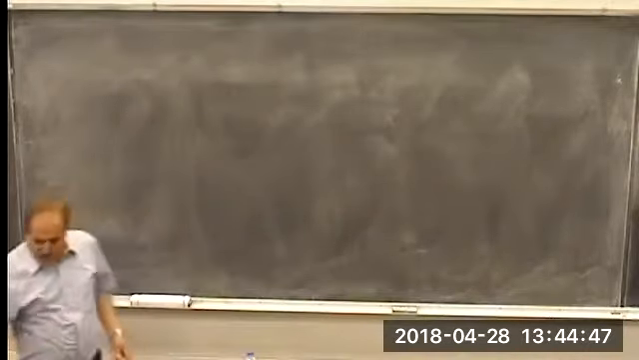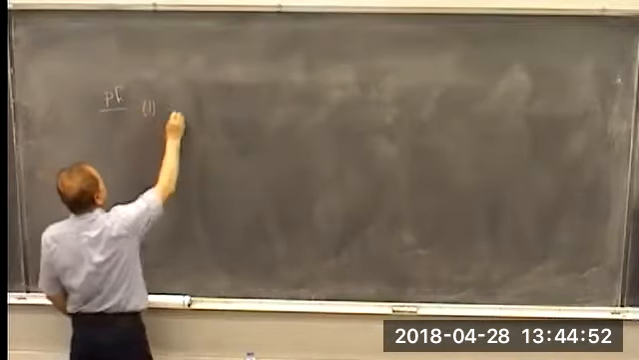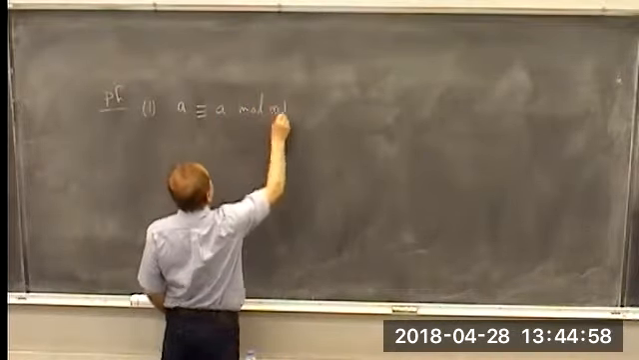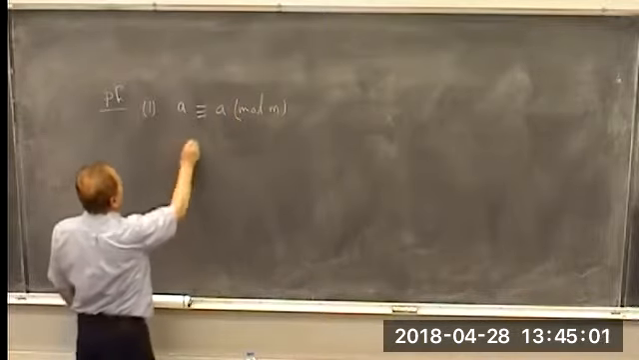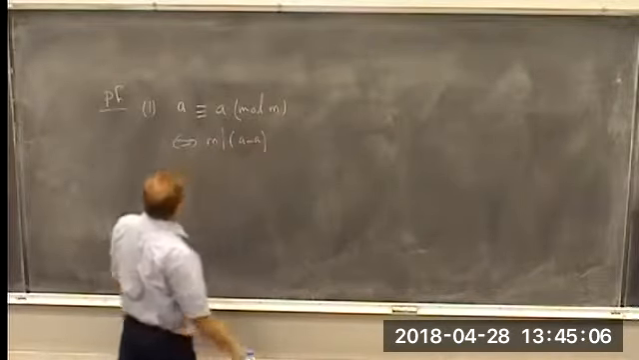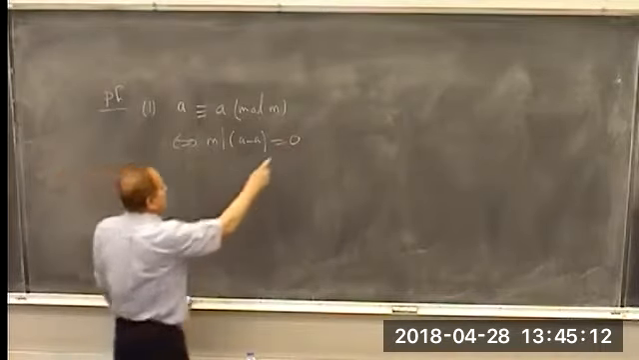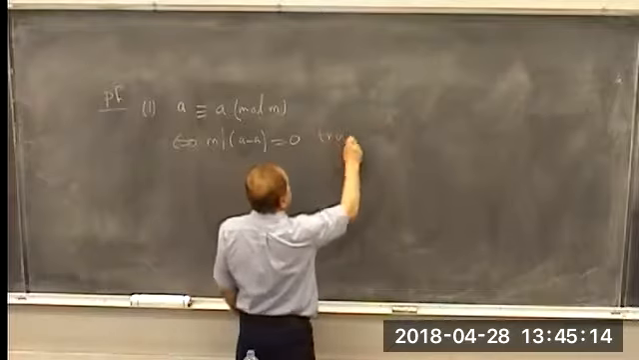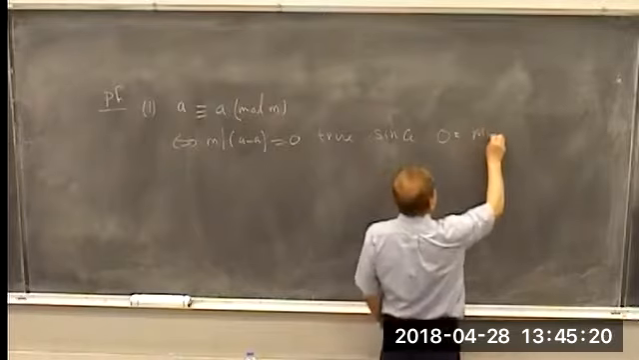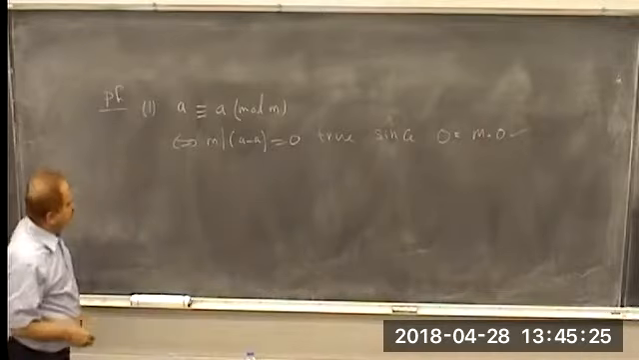All right, here's the proof. For the first one, we want to show that A is congruent to A mod M. Well, this is equivalent to showing that M divides A minus A, all right? But this is equal to 0, and yes, this is true, since 0 is equal to M multiplied by 0. So yes, 0 is a multiple of M, basically.